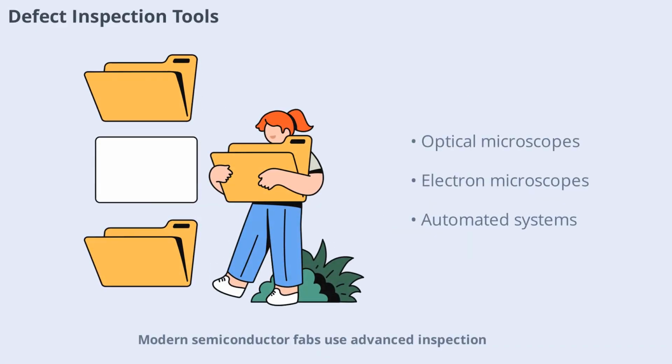Modern semiconductor fabs use advanced inspection tools to detect and classify defects. These include optical microscopes, electron microscopes, and automated inspection systems. Each tool has its strengths, from spotting surface particles to revealing submicron flaws. The choice of tool depends on the process stage and the types of defects most likely to occur.